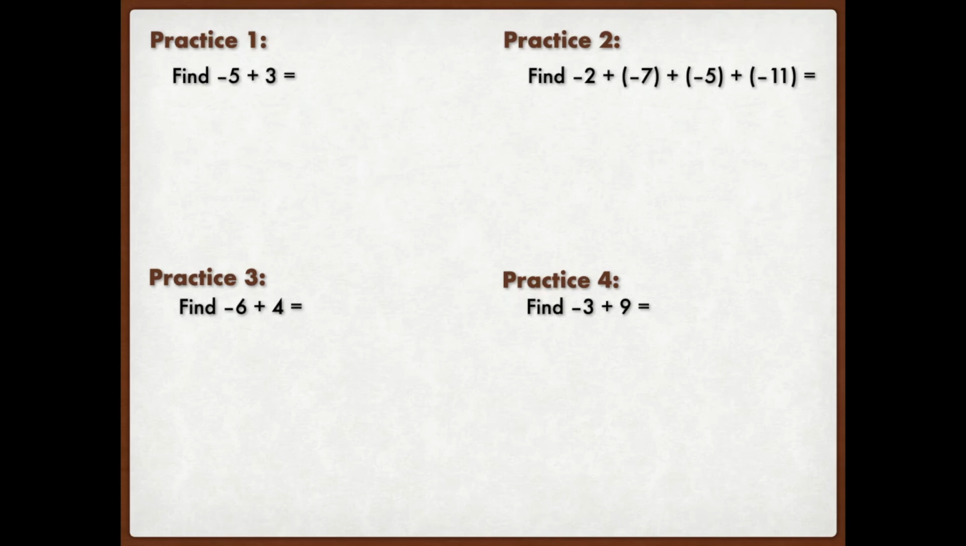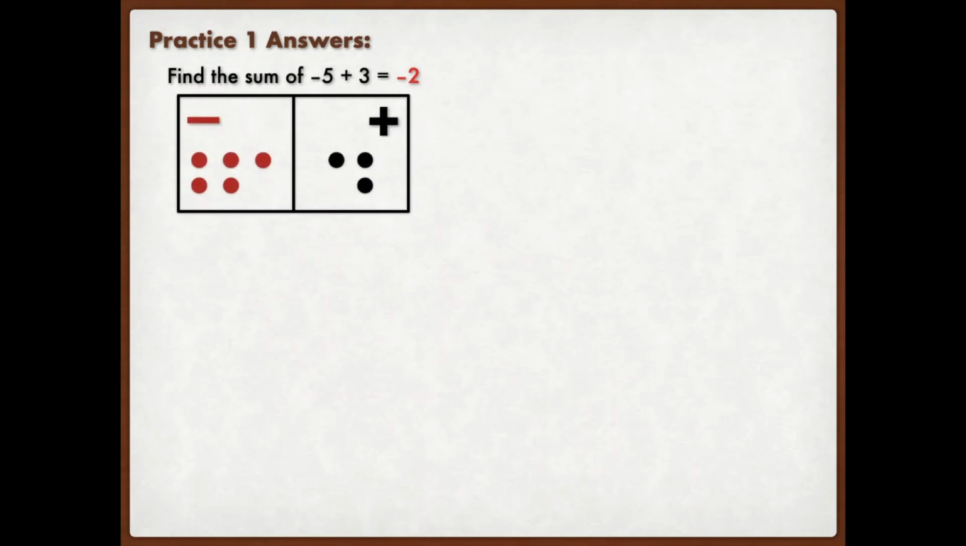Go ahead, pause it, and then let's check our answers. Let's look at practice 1. We're finding the sum of negative 5 and 3. So negative 5 plus 3. We can do it in a visual perspective. If I have negative 5 dots and I have 3 positive dots, I can actually take away those 3 dots. So there will be just 2 left.